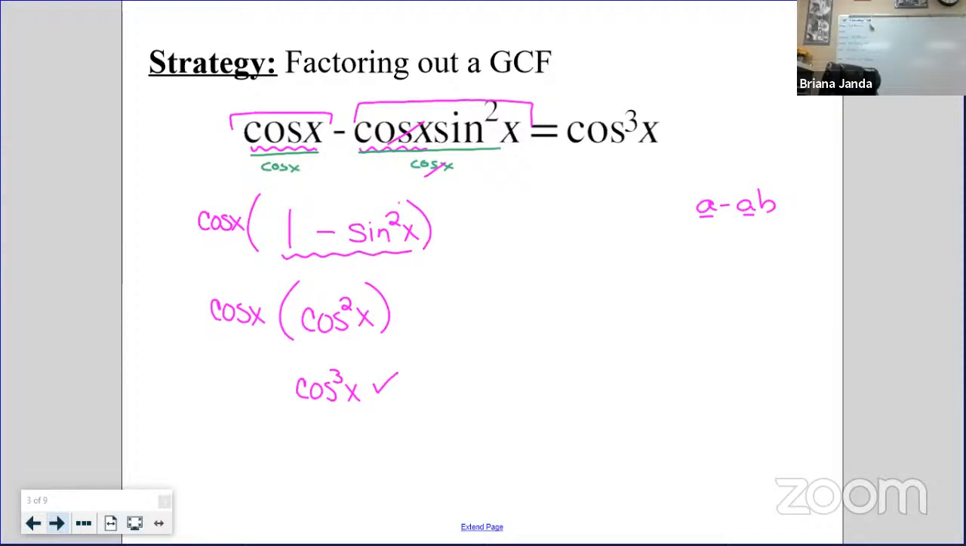So new strategy today, factoring out a GCF. We have terms split by plus or minus. They have something in common. Not always where we will go with it, but if it helps, we can do that. Okay, questions on factoring out a GCF?